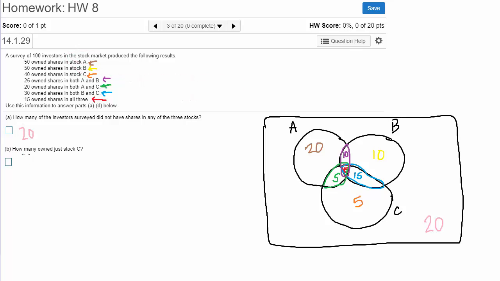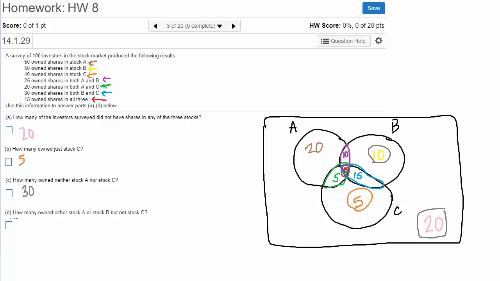The next part, B, says how many owned just stock C? Since we've created our Venn diagram, that's the number 5. So 5 is the answer to part B. Now part C says how many owned neither stock A nor stock C? We need the number of people outside of the circles A and C. So we have this number here, the 10. There's 10 people here that own just B, but that's not what the question is saying. It doesn't say how many own B. These 20 people out here also don't own stock A or stock C. So we take the 10 that own just B, and we add the 20 that don't own any of the stocks. And so that gives us 30.